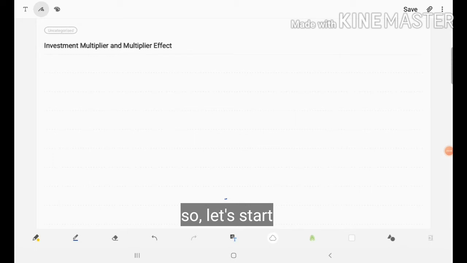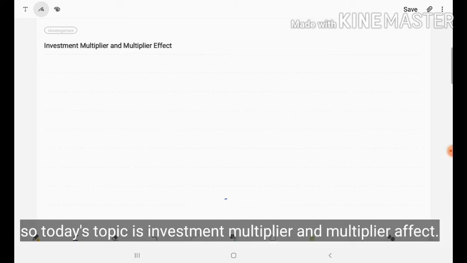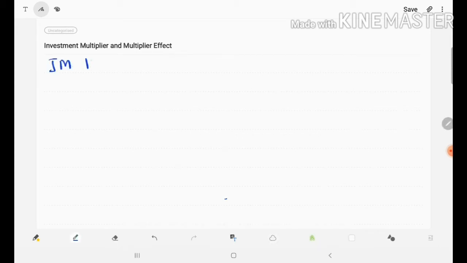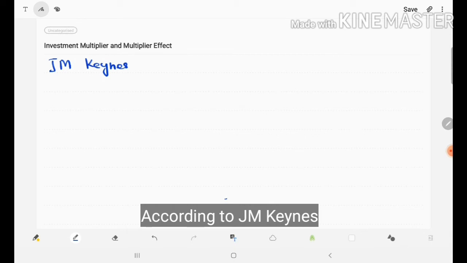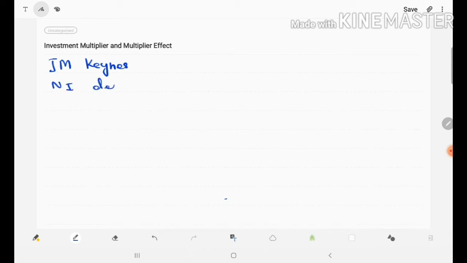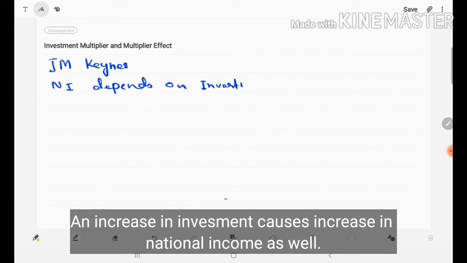So let's start. Today's topic is the investment multiplier and the multiplier effect. This concept was introduced by John Maynard Keynes. According to Keynes, national income depends on, or is a function of, investment. An increase in investment causes an increase in national income as well.